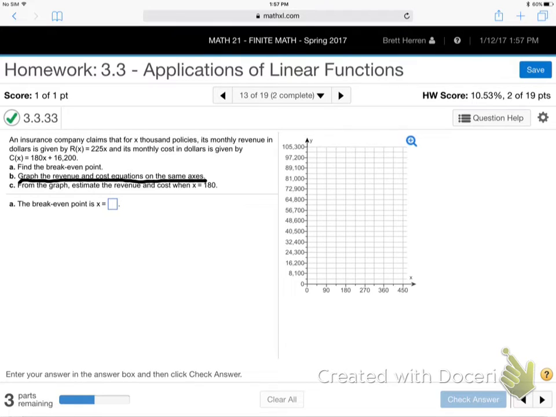Well, let's start with the revenue. The revenue is 225x. Treat the R and also the C like it's the Y. Just pretend that's the Y in the front. That's the same thing. It doesn't matter. This is just going to be my Y. So this is like Y equals mx plus b. The b is 0, right? There's no b out here.